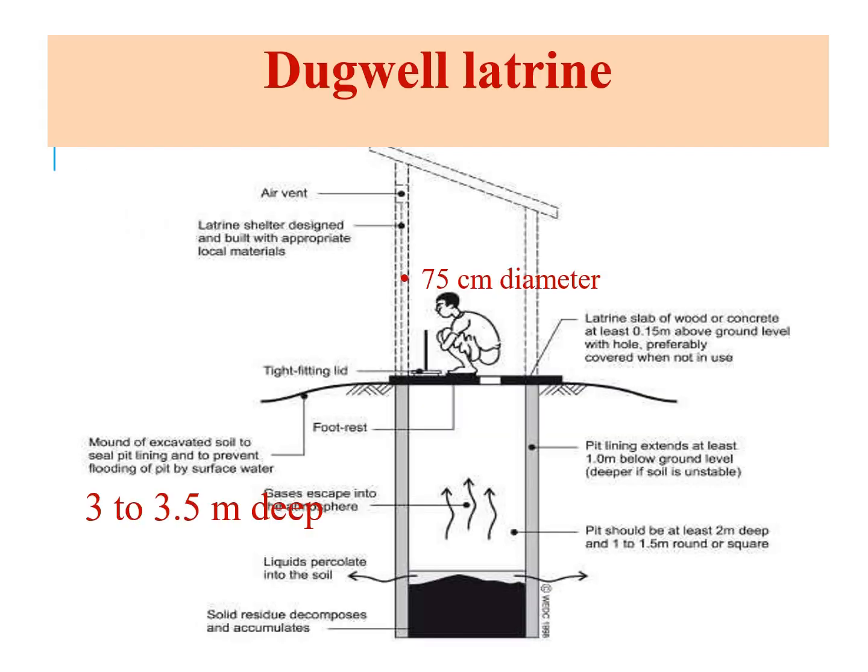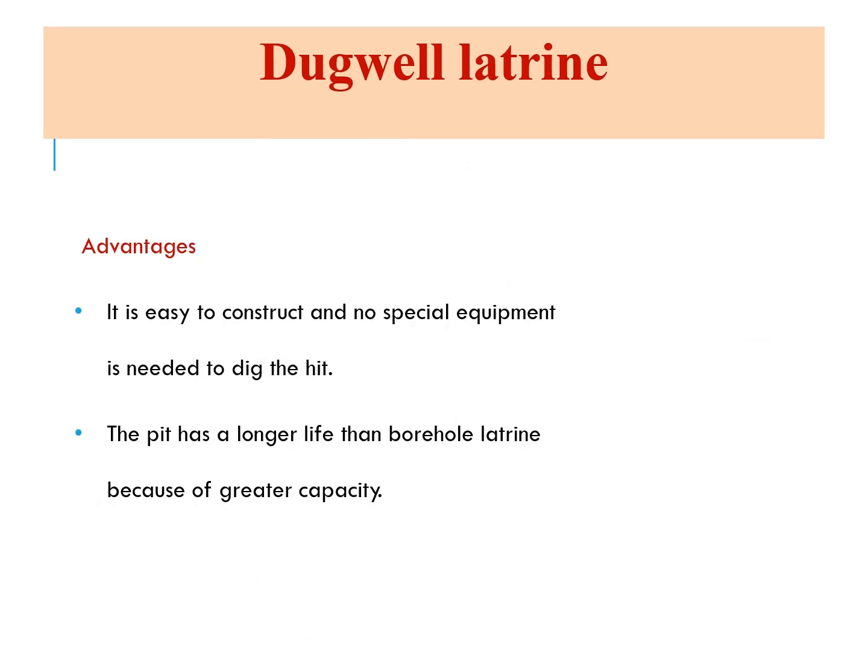You can see this, the dug well latrine. It is 75 centimeters in diameter. The depth is 3 to 3.5 meters. It has an air vent and a shelter. The advantage is that it is easy to construct, and no special equipment is needed to dig the pit. The pit has a longer life than the borehole latrine because of its greater capacity.